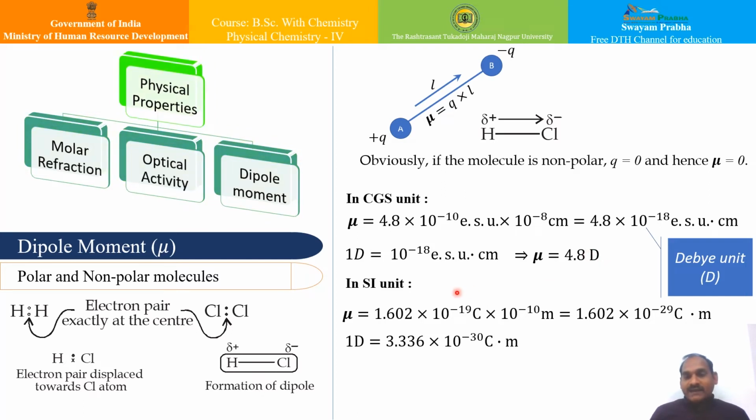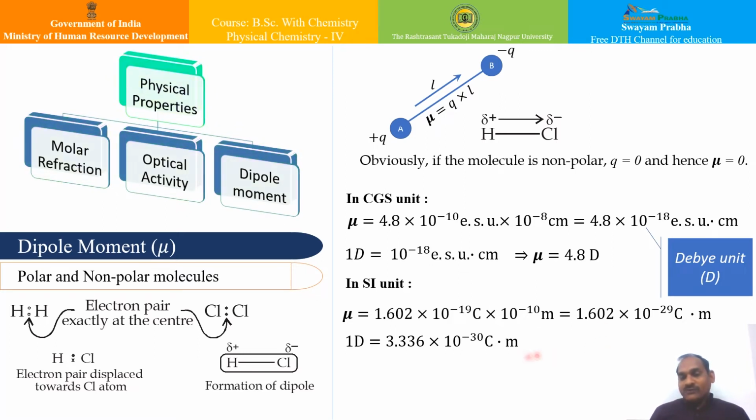Similarly, I can find out the SI unit. Okay, in SI unit, the electronic charge is expressed in terms of coulomb, that is, the charge of one electron is 1.602 into 10 to the power minus 19 coulomb, and the bond length is in meter, that is 10 to the power minus 10 meters, and therefore the dipole moment is expressed in terms of coulomb meter. Okay, that is 1.602 into 10 to the power minus 29 coulomb meter. Now I know that this mu is equal to 4.8 D, and in SI unit this is 1.602 into 10 to the power minus 29 coulomb meter.